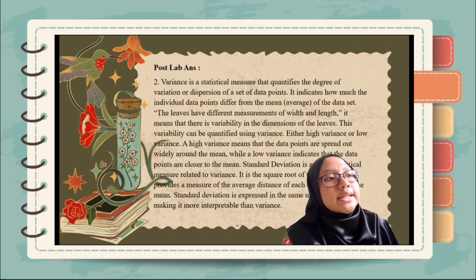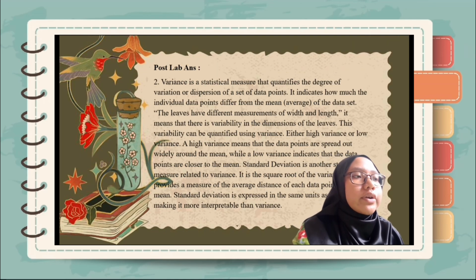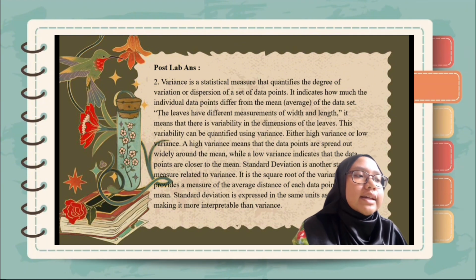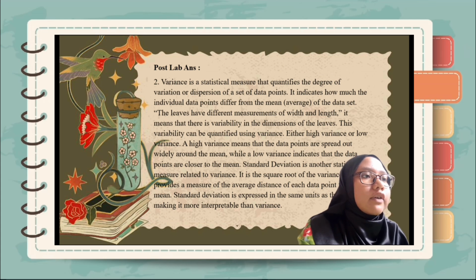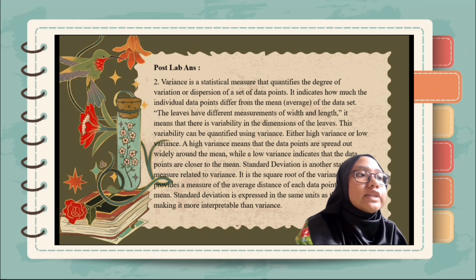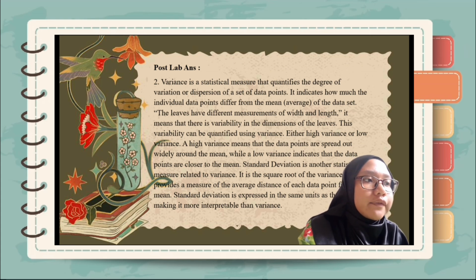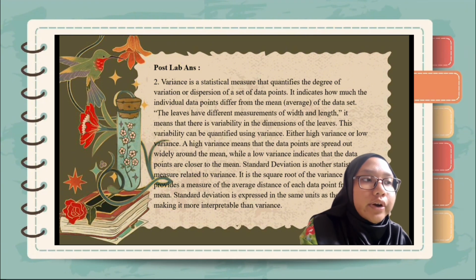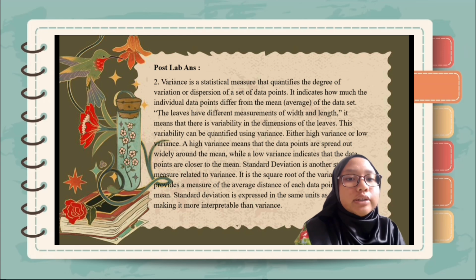Answer. Variance is a statistical measure that quantifies the degree of variation or dispersion of a set of data points. It indicates how much the individual data points differ from the mean, which is the average of the data set. The leaves have different measurements of width and length. It means that there is variability in the dimensions of the leaf. This variability can be quantified using variance, either high variance or low variance. A high variance means that the data points are spread out widely around the mean, while a low variance indicates that the data points are closer to the mean.